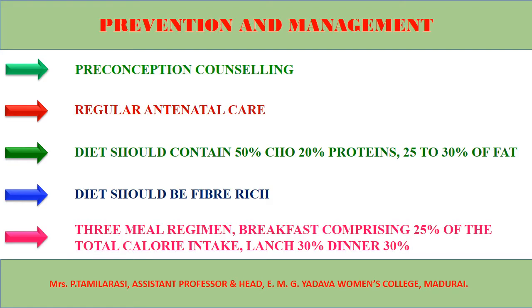Prevention and management of this GDM, that is pre-conception counseling. Counseling is essential for a pregnant woman. And then regular antenatal care is essential, and the diet should contain 50% of carbohydrates, 20% of proteins, 25 to 30% of fat to overcome this GDM. And the diet should be fiber rich, and a 3 meal regimen should be followed, that is breakfast comprising 25% of the total calorie intake, lunch 30%, and dinner 30%.